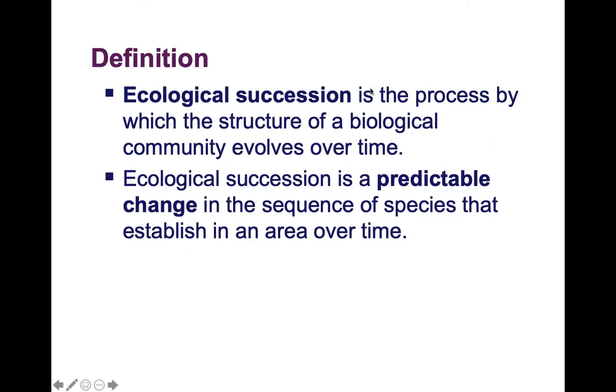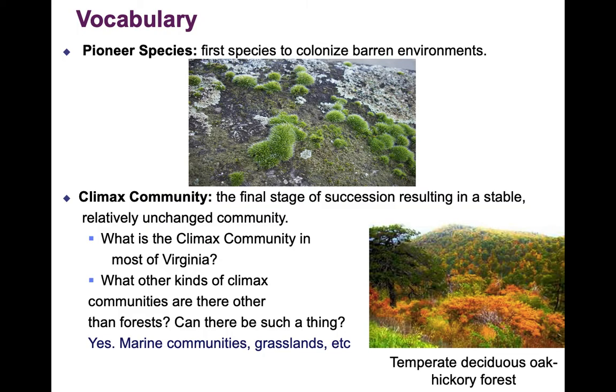First we're going to start with the definition of ecological succession. This is the process by which the structure of a biological community evolves over time. Ecological succession is a predictable change in the sequence of species that is established in an area over time. We're going to learn about the different types of successions in just a moment. But first, let's start with some vocabulary words, which I believe are at the bottom of your note taker.